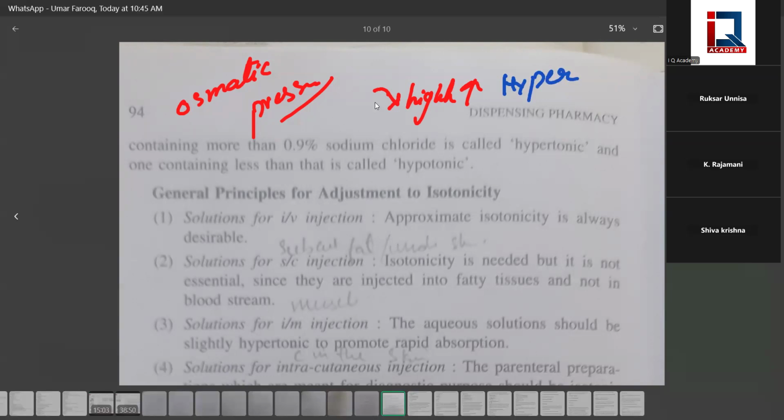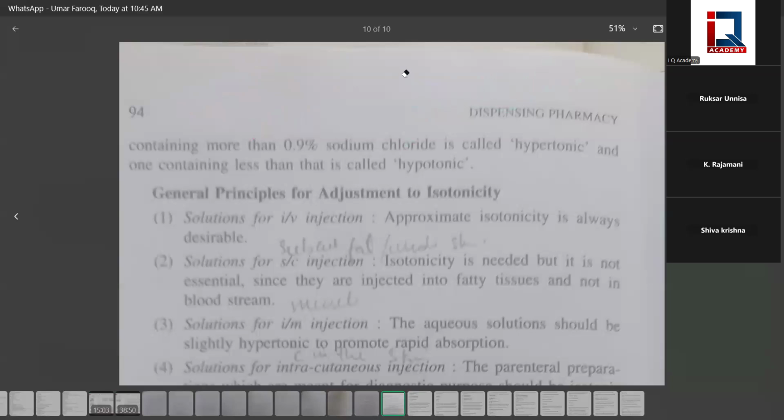In the adjustment methods, we are going to see first the general principles for calculation. Then we will do some example calculations. Okay. So let us see the first general principle. You can see the solutions for IV injections. Their isotonicity is always desirable. So IV solutions should be isotonic, equal to the blood plasma. So that should be kept in mind. That would be the first point.